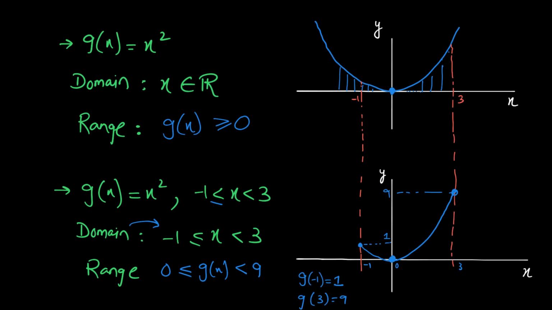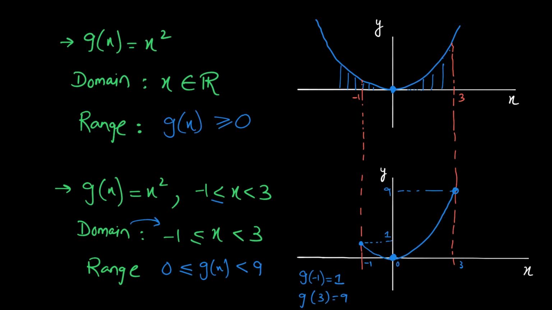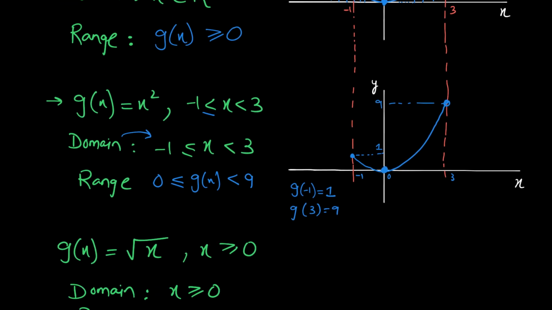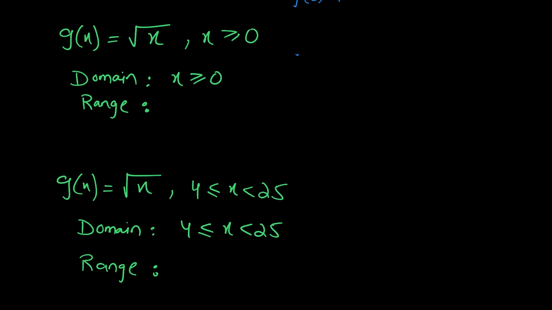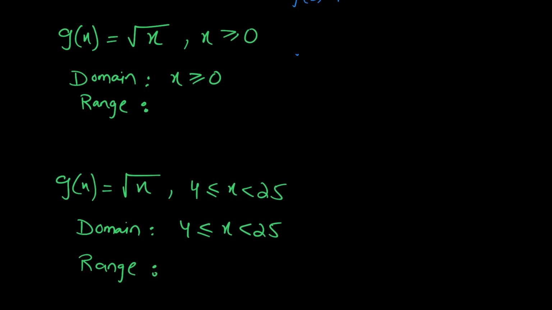Now let's move on to another graph. Let's say you have a function g of x equals square root of x, and this function is defined for values of x greater than or equal to 0. Now we know that the sketch of the function would be something like this.